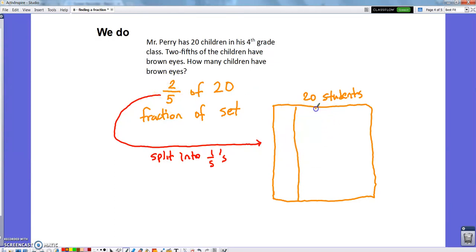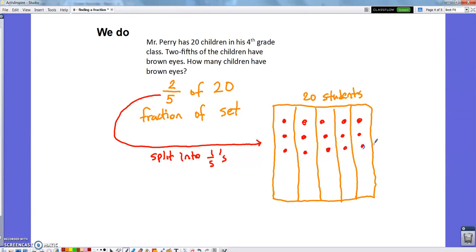So I'm going to do 1, 2, 3, 4, 5 sections. They're 1/5, 2/5, 3/5, 4/5, 5/5. And then I'm going to put my students in my model evenly. I'm going to count up to 20, and I'm just going to put 1 in each group. 1, 2, 3, 4, 5, 6, 7, 8, 9, 10, 11, 12, 13, 14, 15, 16, 17, 18, 19, 20. So there's my 20 students divided into fifths.